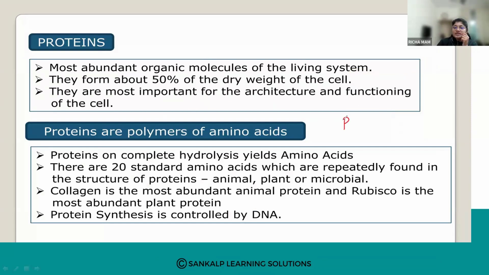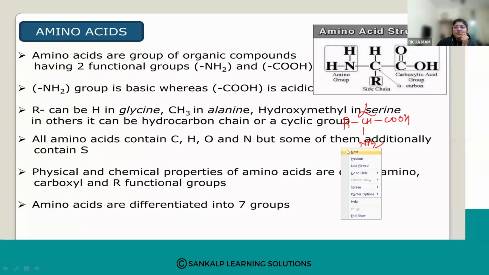Amino acids are represented by R, CH, NH2 and COOH, right? What you can see here is a representation of your alpha amino acid. In the amino acid structure, there is one amino group, one carboxylic group, and one side chain. It consists of one amino and one carboxylic acid group in the same molecule.